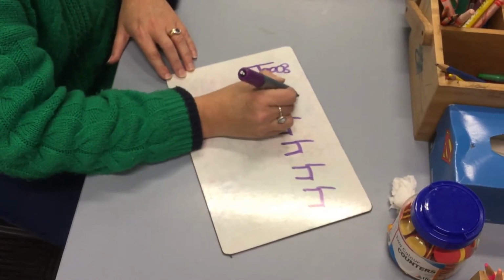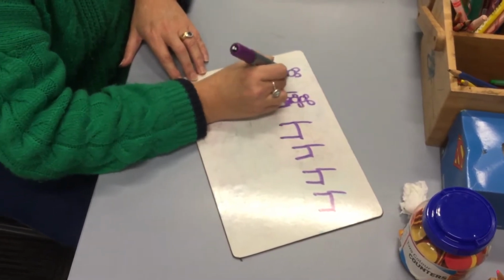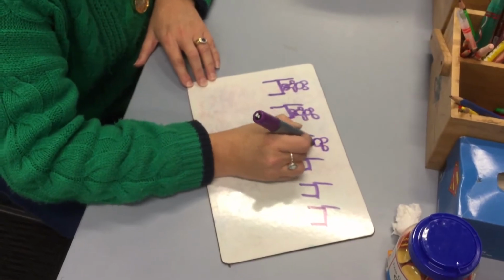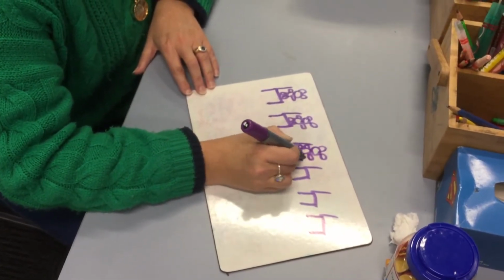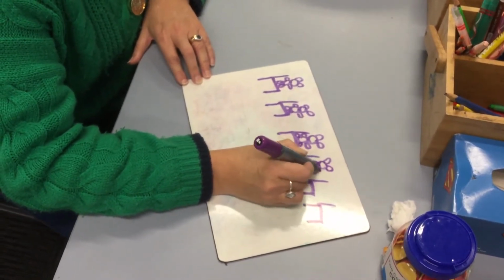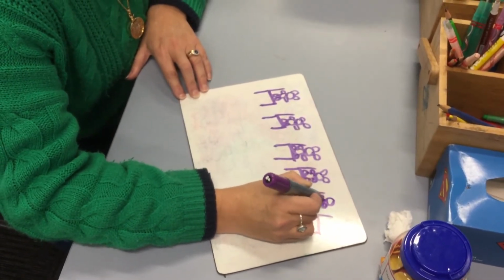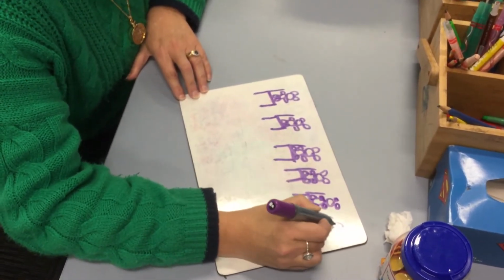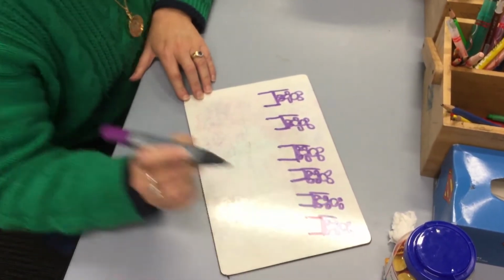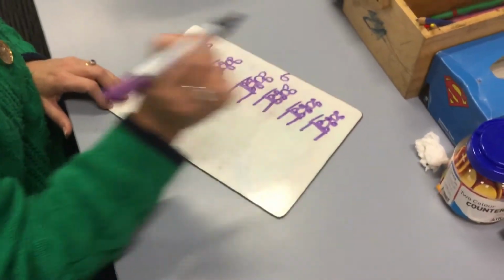There's 1 bear. There's 2 bears. Oh, I better put arms on these bears. They all had arms, didn't they? 3 bears. 4 bears. 5 bears. 6 bears. Now, in this one, it doesn't matter how well you draw the bears because we're learning about subtraction, so it doesn't really matter. So I've got 6 bears, so we can write 6 at the top.